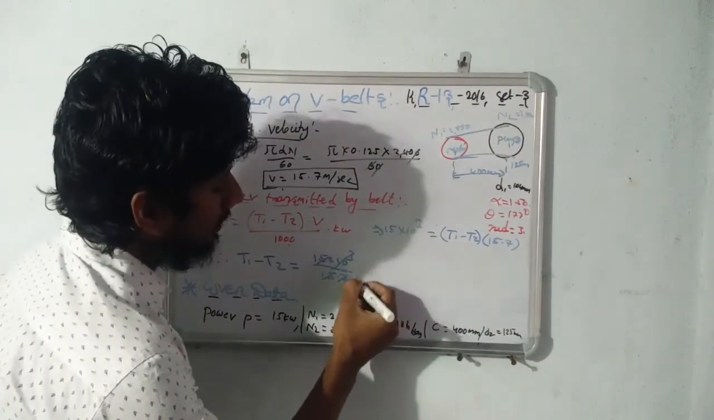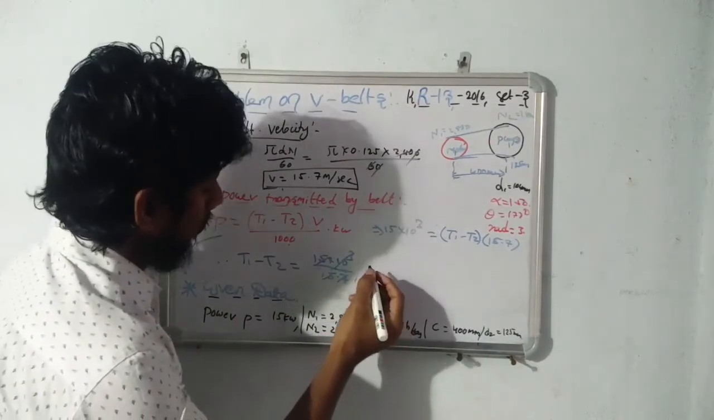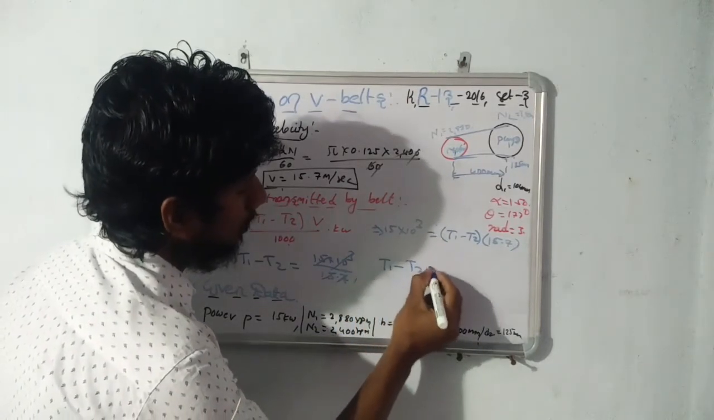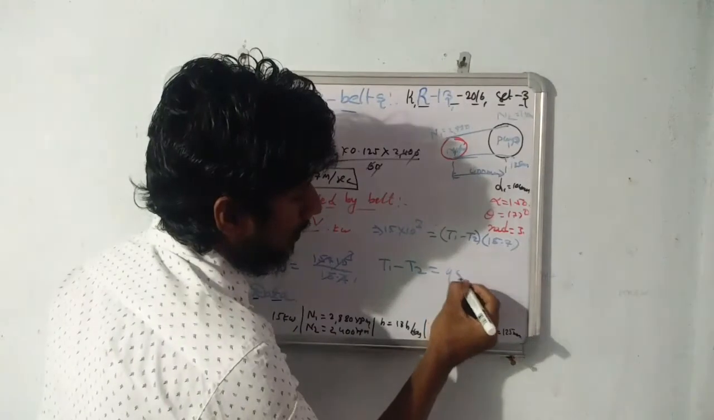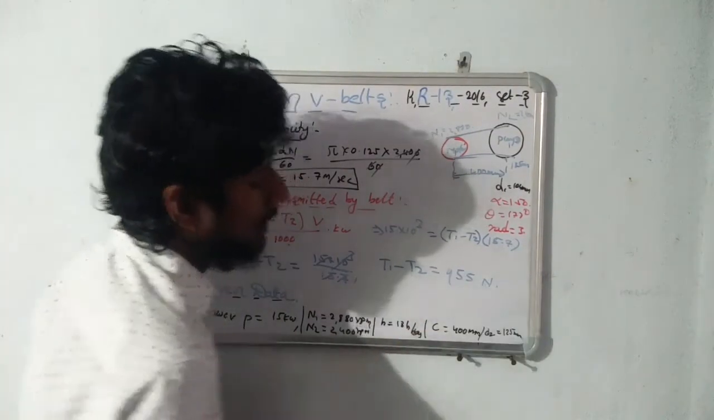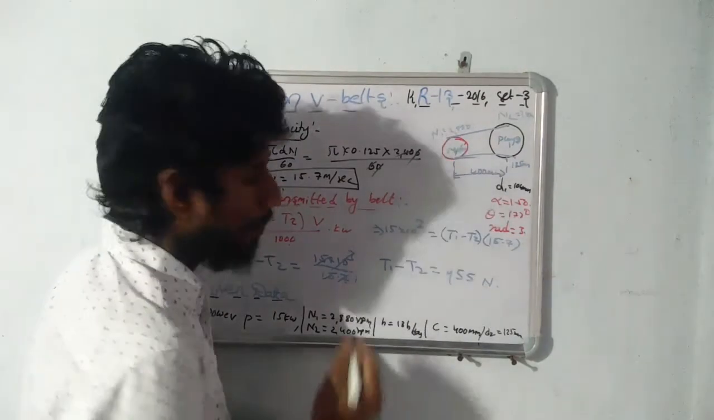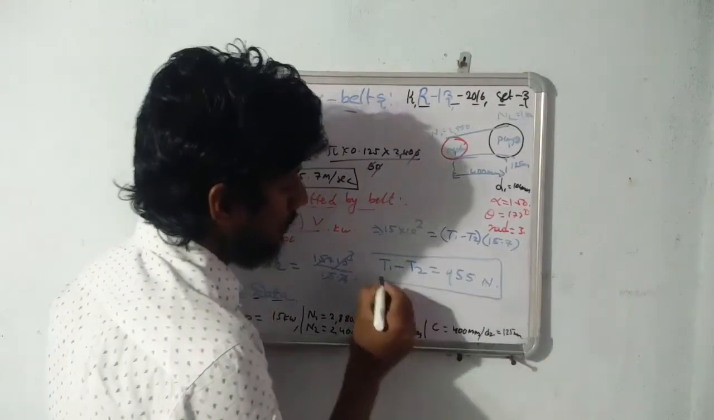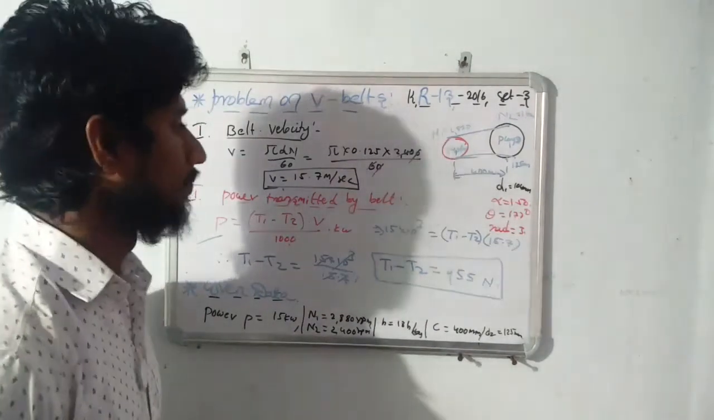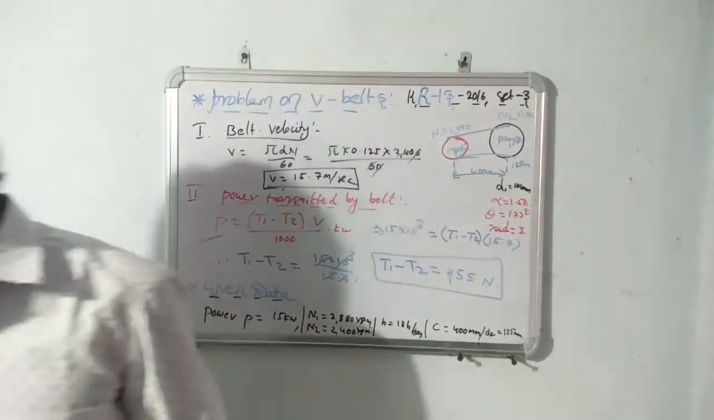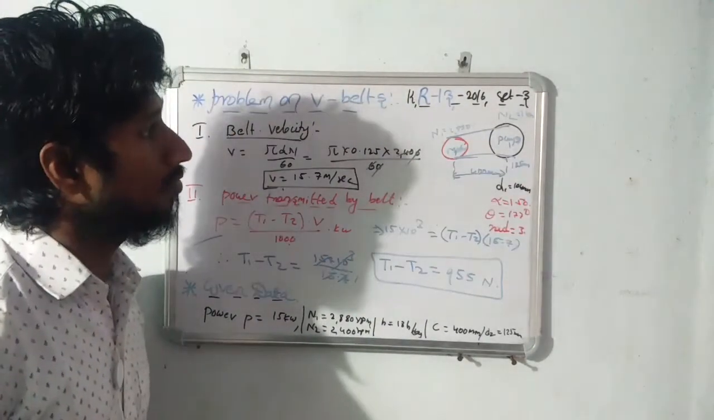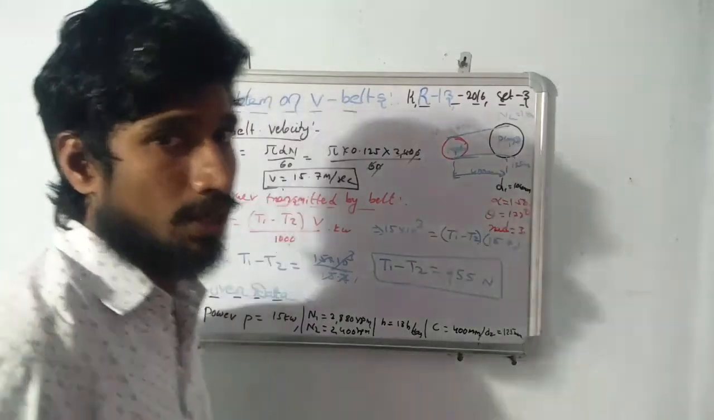By simplifying this, we get the difference between the tight side of the belt and the slack side of the belt. T1 minus T2 equals approximately 955 newtons. So this is the difference between the tight side and slack side of the belt. This is the second step in the design of the V-belt. Go to the next step.